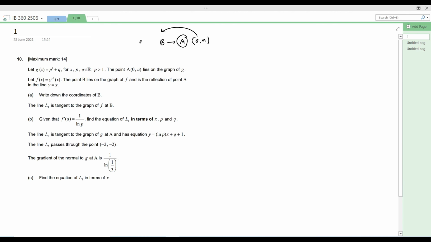So this was a very simple question. The first part was very simple: write down the coordinates of B. The coordinates of B are a comma 0, just the inverse of A, around the line y equals x. Okay, now the second part.